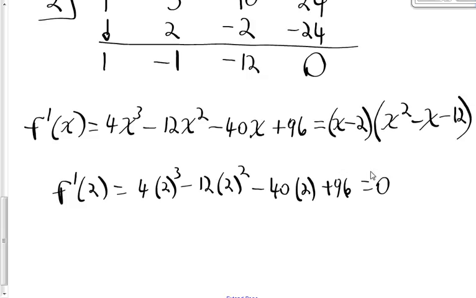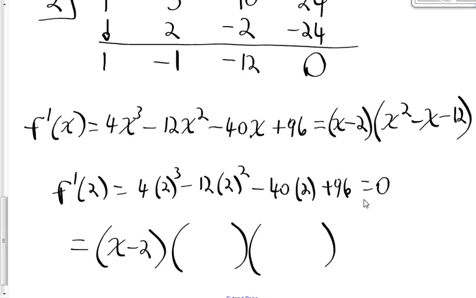Well, thank goodness this one is quadratic now, so I can continue to find my other factors. I already have the factor of x minus 2. X minus 2 corresponds to the 0 I found from synthetic division. Now I'm going to factor this part, x squared minus x minus 12. To get x squared, I need an x and an x. And to get a negative 12, I can use a negative 4 and a positive 3. If you FOIL this, you'll realize it is x squared minus x minus 12.